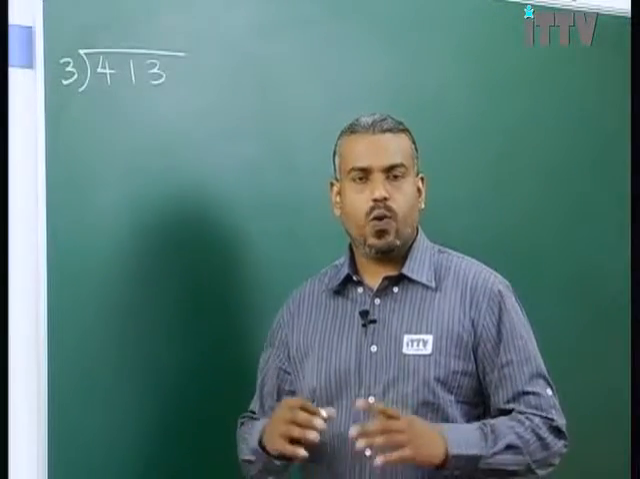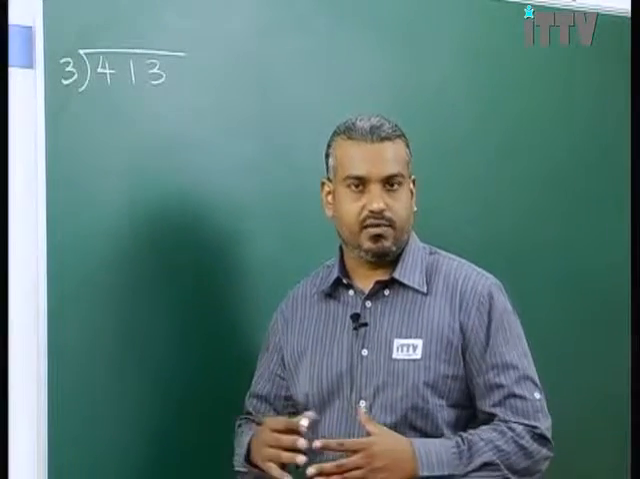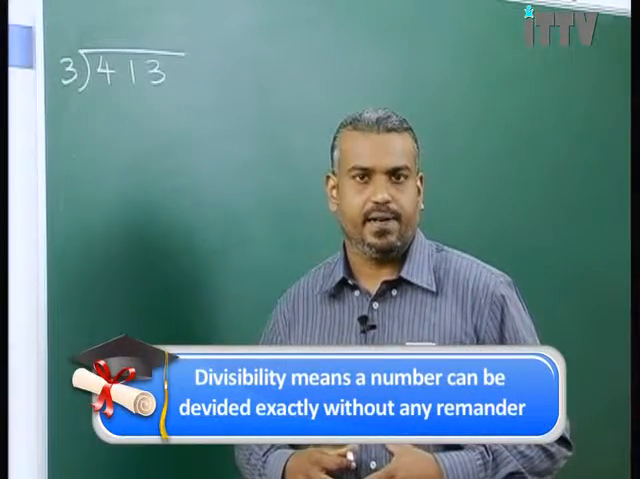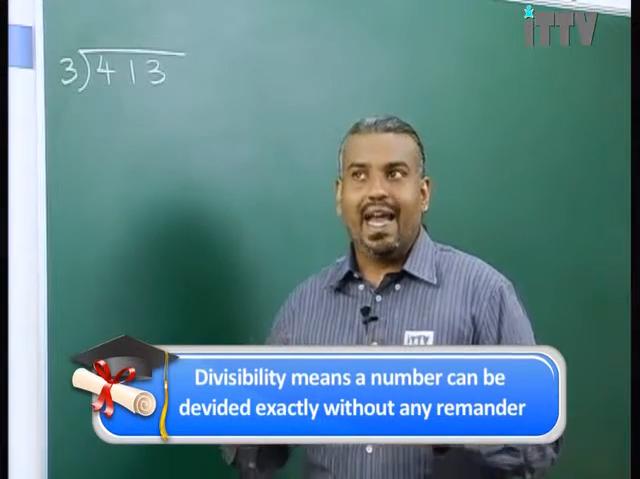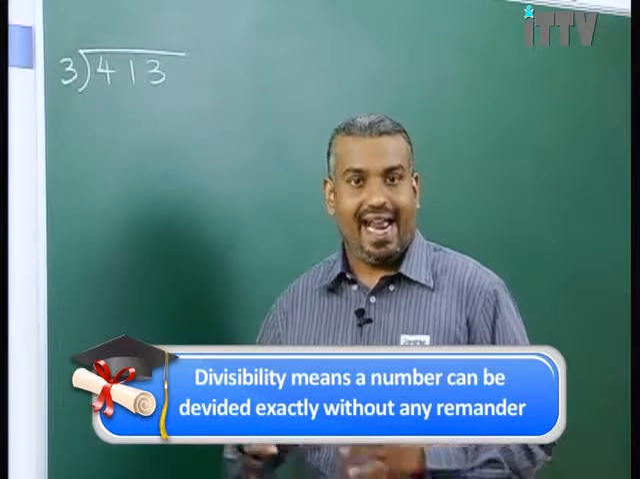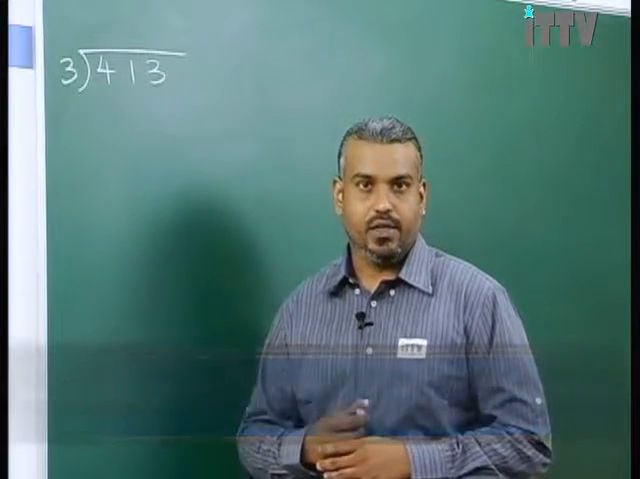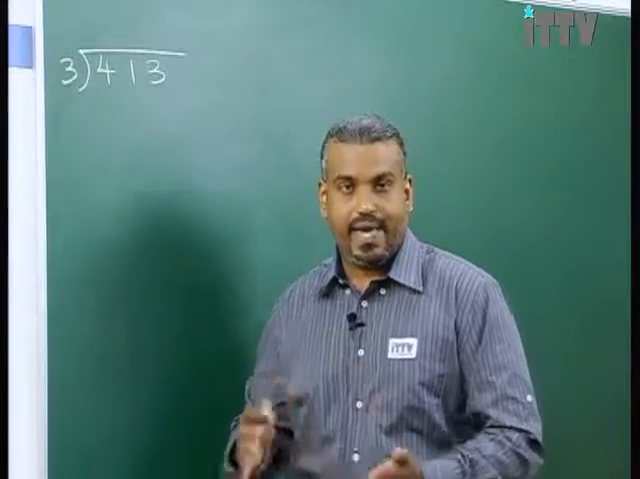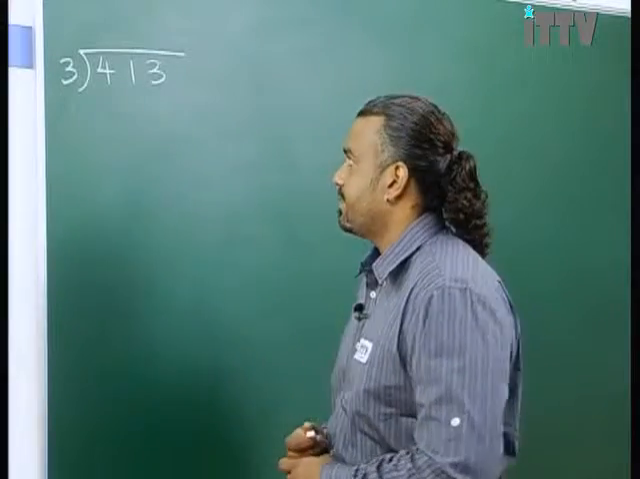Now, boys and girls, throughout the lesson, we've been hearing the word divisible. So what is this divisibility? Divisibility means a number can be divided exactly without leaving any remainder. Very good. So if you can divide it exactly, then there is divisibility there. So now let's take a look at this.